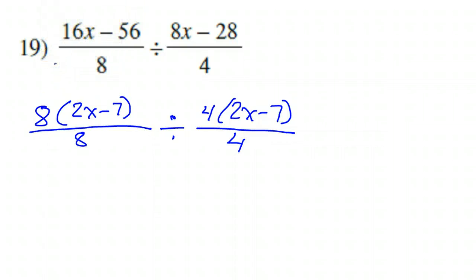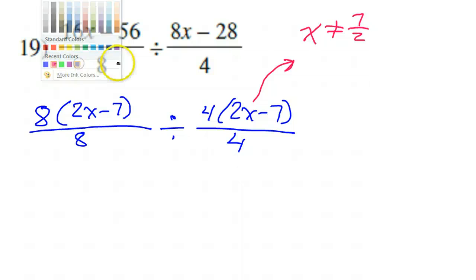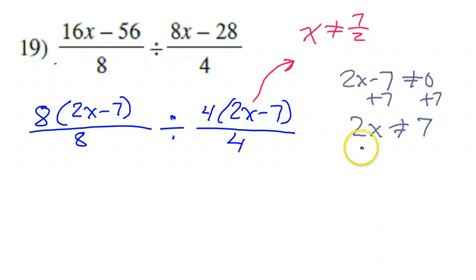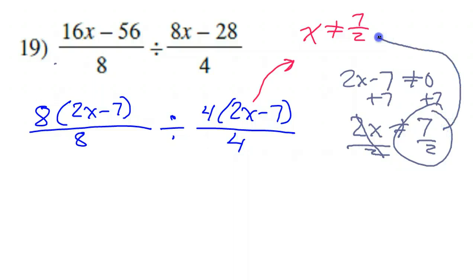Now's a good time to state some restrictions. The numerator of the first fraction doesn't matter, but over here, neither the numerator nor the denominator are allowed to be 0. Okay, so from the 2x minus 7, I'm going to get x cannot equal 7 over 2. If you're not sure how I got that, I said to myself 2x minus 7 cannot equal 0. Adding 7 to both sides gives me 2x cannot equal 7, and then I divide by 2. And that is how I got that.